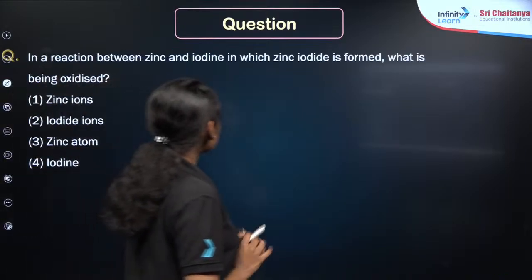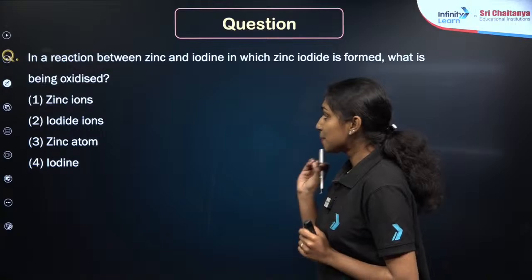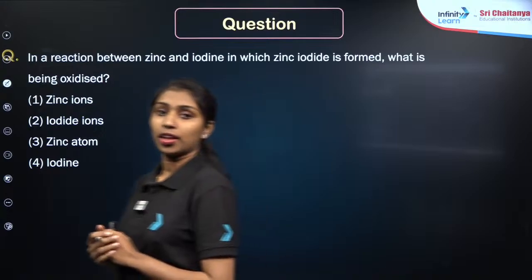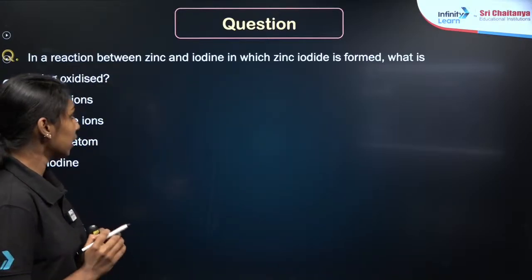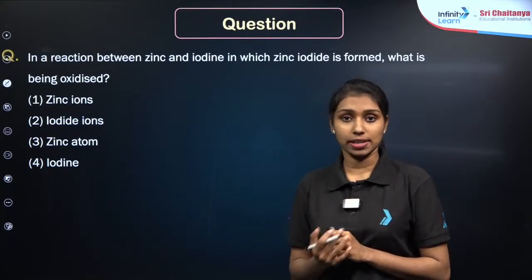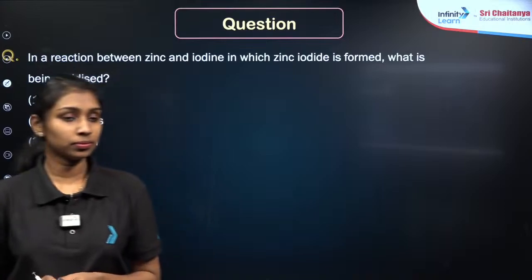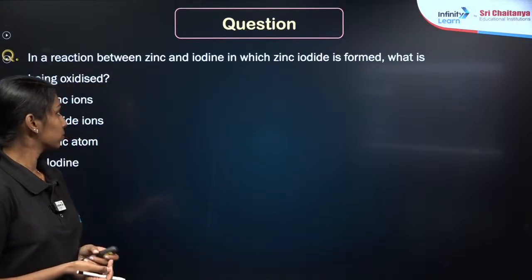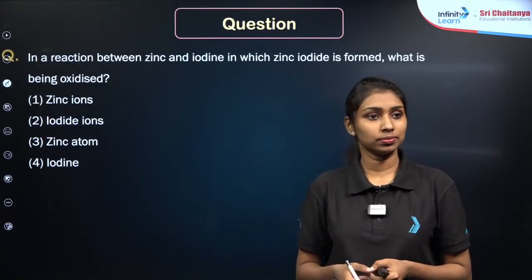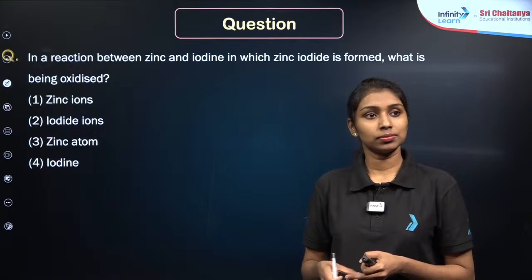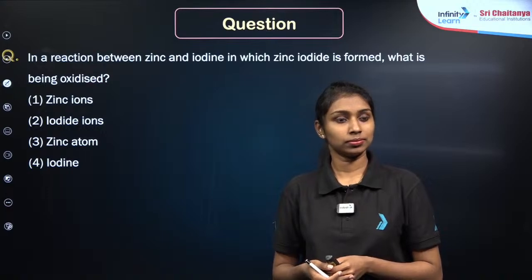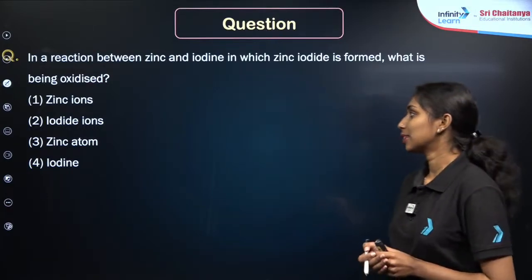Fine. This is the next question for you. In a reaction between zinc and iodine, in which zinc iodide is formed, what is being oxidized? First, you have to write down the chemical equation for this particular reaction. Then find out the oxidation number of each of the atoms present in it. Then find out which one gets oxidized. Okay, what will be the answer?